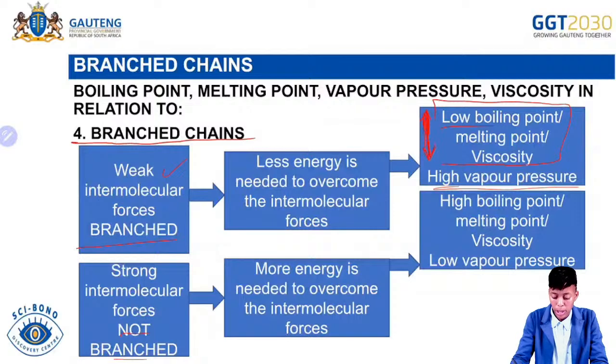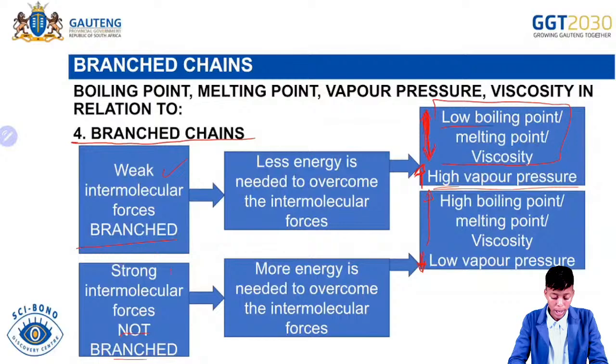So therefore the arrow will be facing downwards, and therefore you will have a low boiling point, melting point, viscosity, but you'll have a high vapor pressure. The same goes for this one. So you'll have a high boiling point, melting point, viscosity, but you'll have a low vapor pressure.